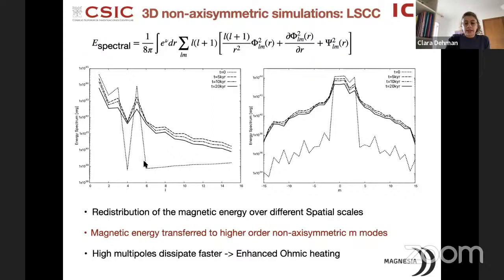And then we see that as soon as we start our evolution, the magnetic energy is redistributed over different spatial scales. The same here, so we see that the magnetic energy is transferred to higher order non-axisymmetric M modes, and then the higher multipoles dissipate faster. And since they dissipate faster, we think that this enhances the ohmic heating in our star, and that could also explain the persistent luminosity that we observe in our star.